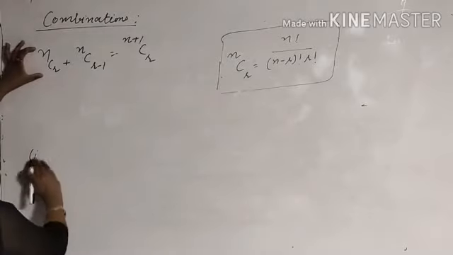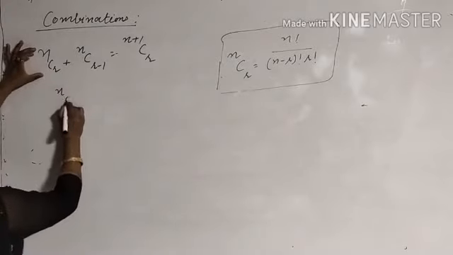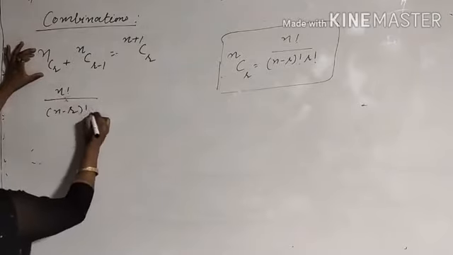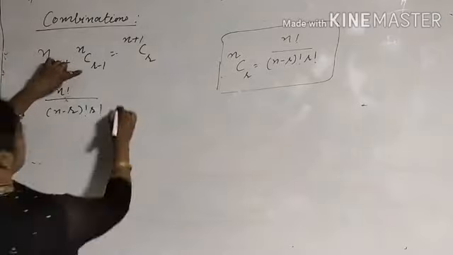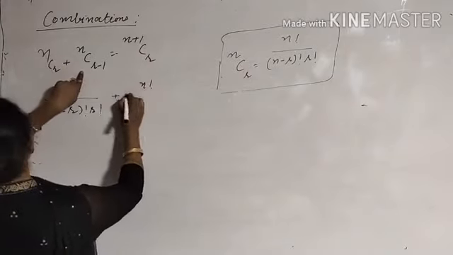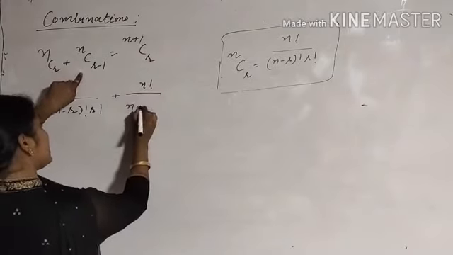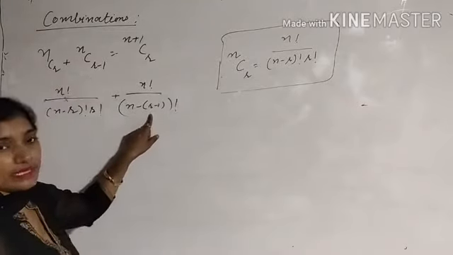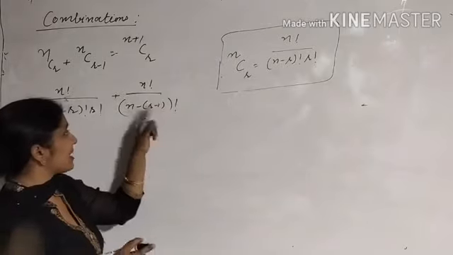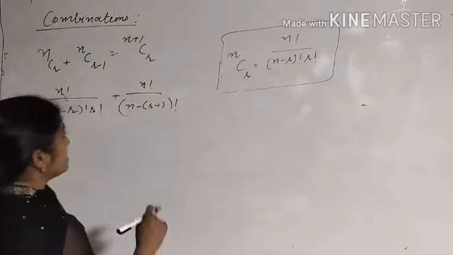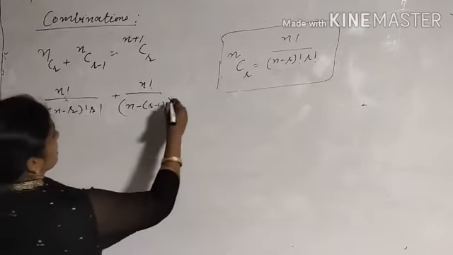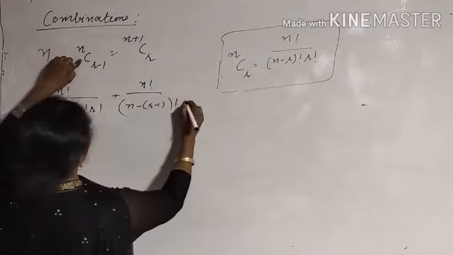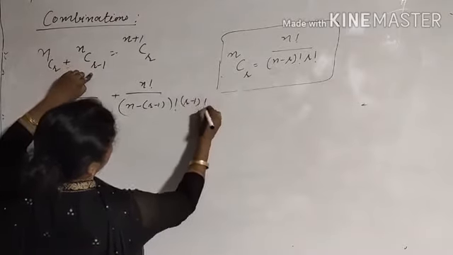Okay, first write the formula for nCr. This is n factorial upon (n minus r) factorial, plus n factorial upon (n minus (r minus 1)) factorial. Okay, always remember to put the brackets wherever there is a minus sign inside or outside, so that there may not be a chance of mistake. n factorial upon (n minus r minus 1) factorial into (r minus 1) factorial.